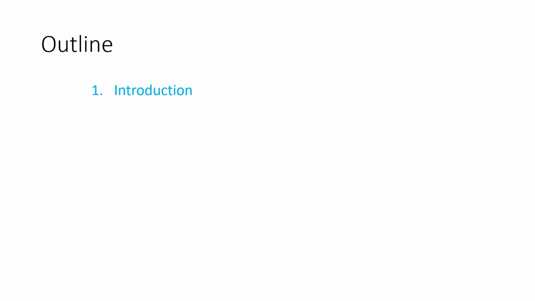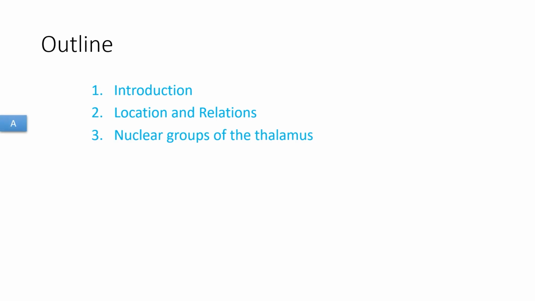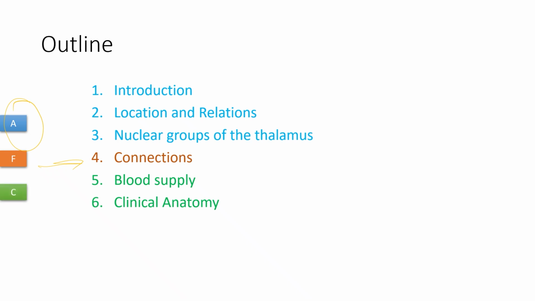This is the outline of today's class. I'll deal with the introduction, location and relations, and the nuclear groups of the thalamus. This comes under what I call anatomy, and then the functional aspect, that is the thalamic connections, and then the clinical aspect, which includes blood supply and clinical anatomy. So these are the three segments that I will deal with in today's class. First will be coded in blue color, then the orange color, and then the green color.